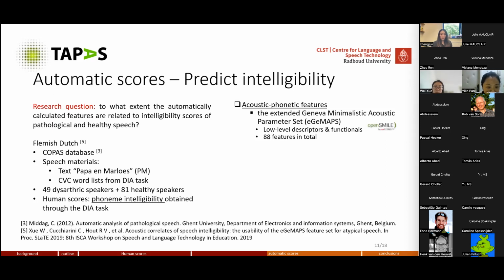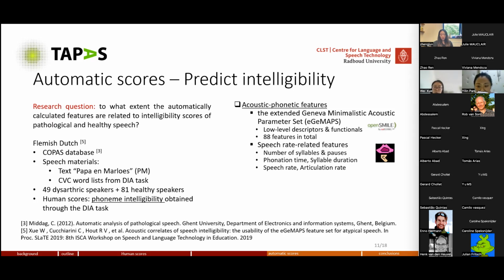Moreover, we applied a Praat script to calculate a set of speech rate related features by automatically detecting syllable nuclei without using segmentations. These features are related to speech rate, articulation rate, number of syllables, etc. We use this complementary feature set because it may identify additional parameters related to intelligibility.